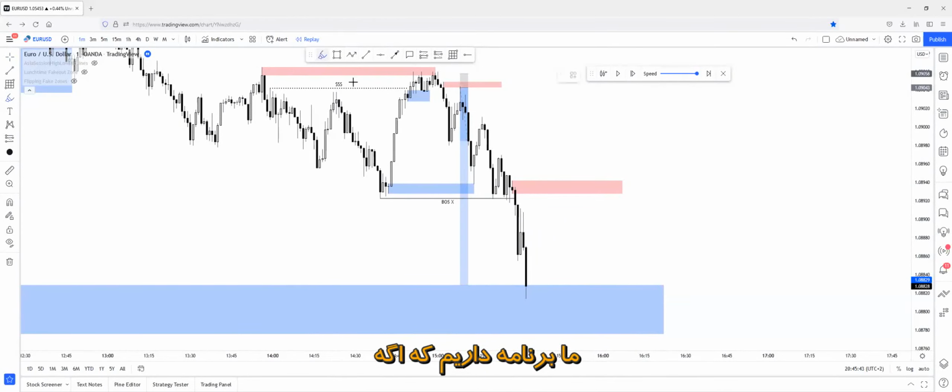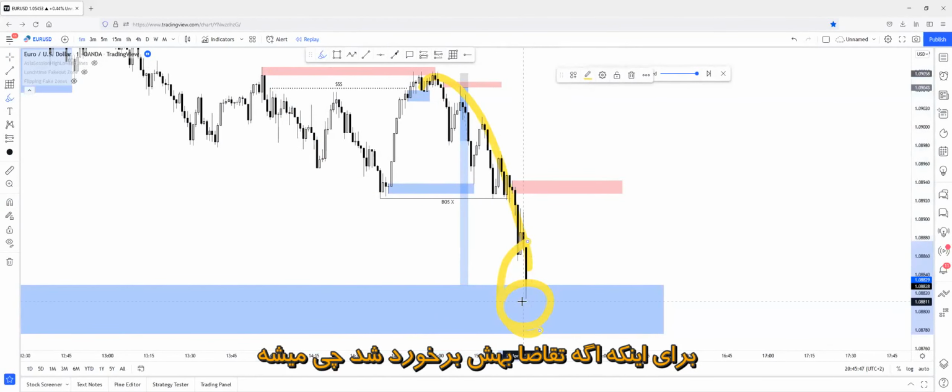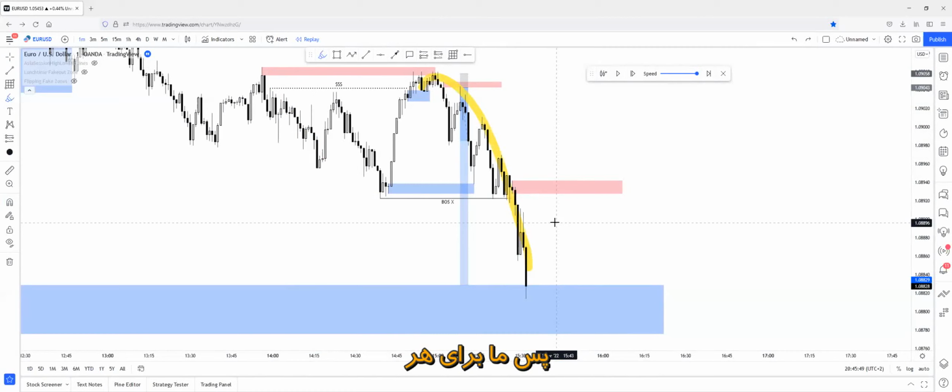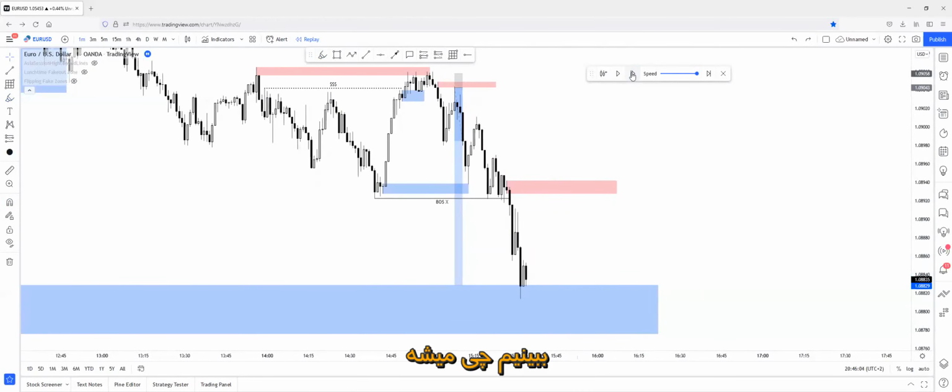We had a plan for what happens if the change of character happens here. We had a plan for what happens if the demand is being tapped here. So we had a plan for every single scenario, right? Right. So the demand tap happened. So we are waiting for a strong change of character and confirmation on this supply zone here. That's our plan. Let's see what happens.